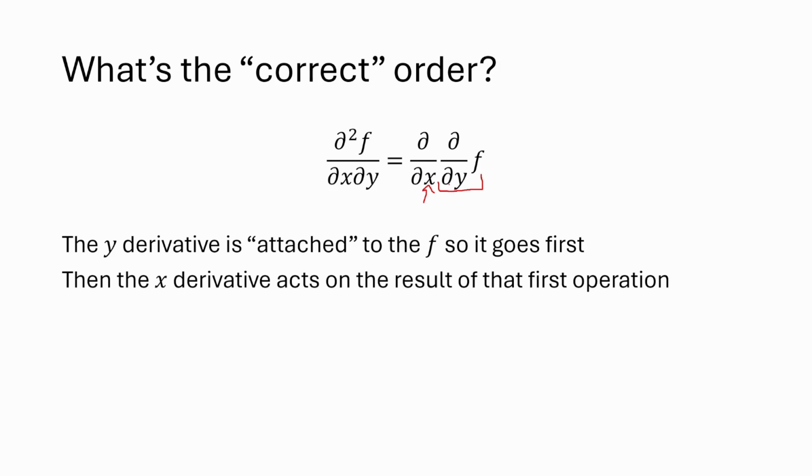So that's what this notation means. And if you wanted it to be in the other order, then you would write d squared f dy dx. And that would mean that the x derivative is closest to the f, so you take the x derivative first and then take the y derivative. Great. So that's that. That's order of operations. It's not a big deal. It's just something to keep in mind.